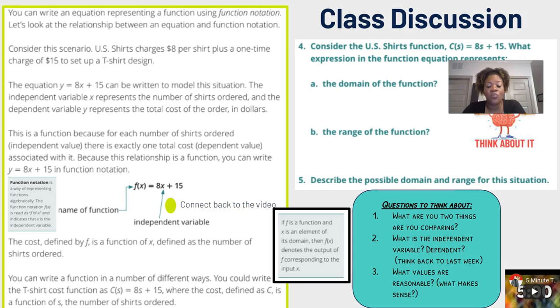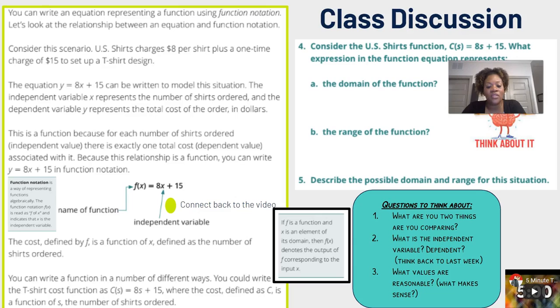Question 3 says, what variables are reasonable? So what makes sense? Let's say, for instance, you're going to Bath and Body Works and buy candles. Would it be reasonable for your domain to be fractions? Not likely. You can't go to Bath and Body Works and buy half a candle. So that's what it means to be reasonable.